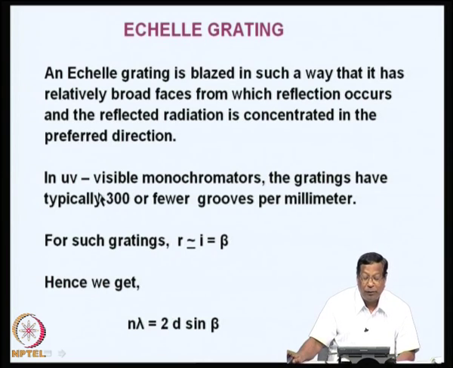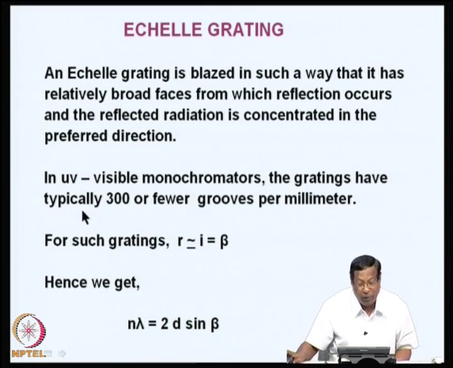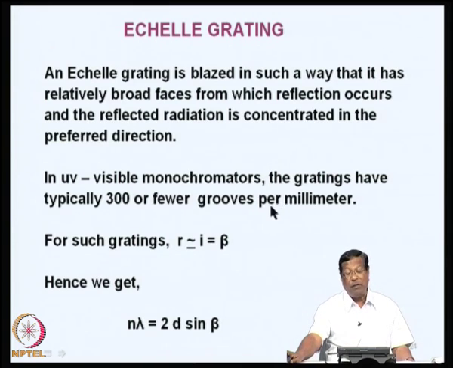In UV-visible spectrophotometers, monochromators, the gratings have typically about 300 or fewer grooves per millimeter. Compare this with 1200 or 1800 grooves per millimeter, and that is not very good, but echelle gratings give you a better output. For such gratings, you can say that the angle of reflection is almost equivalent to the angle of incidence. So, if you put this in the equation, n lambda is equal to 2d sin beta.